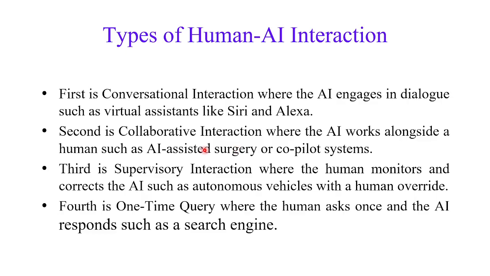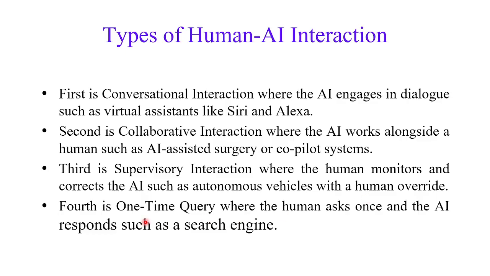The third one is the supervisory interaction. In this model, the human monitors and the AI can intervene or correct if needed. For example, autonomous vehicles are the perfect example. The car drives itself, but a human can grab the wheel. The AI operates independently but remains accountable to a human supervisor.